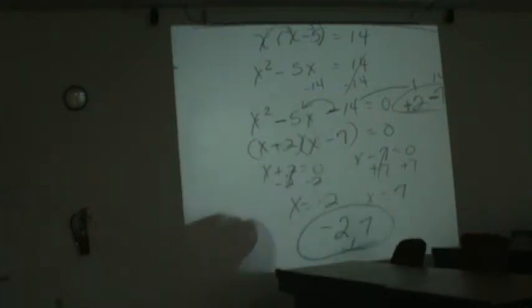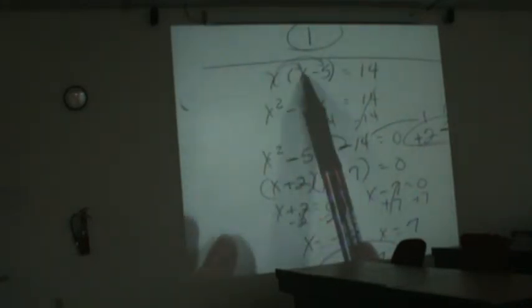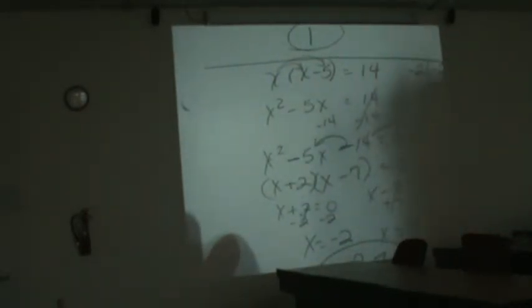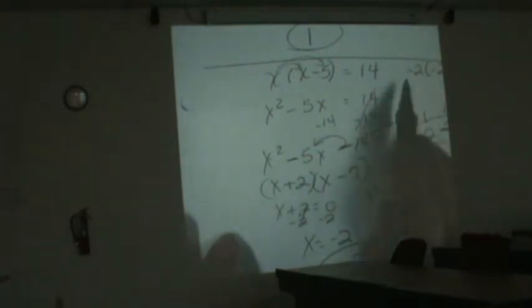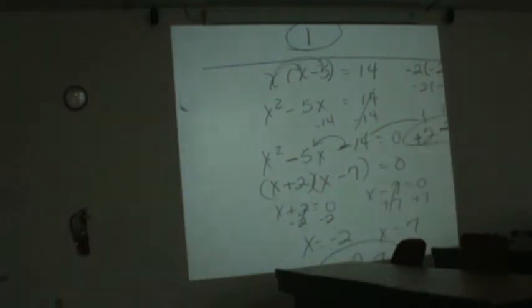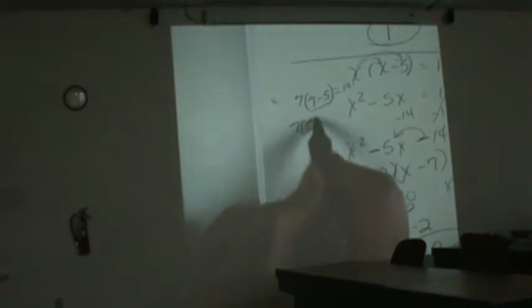So if you put the negative 2 as an answer in here, you'd have to put it in both spots. Put negative 2 here and negative 2 here. Okay, negative 2 times negative 7. See, that does work. Equals 14. And then if you put the 7 there, you would have 7 times 7 minus 5 equals 14. 7 times 2 equals 14.